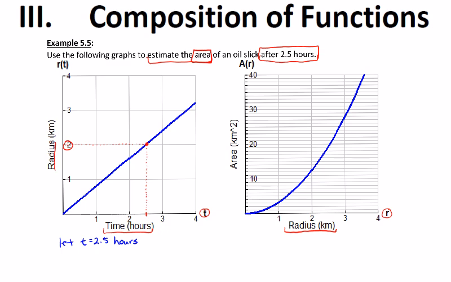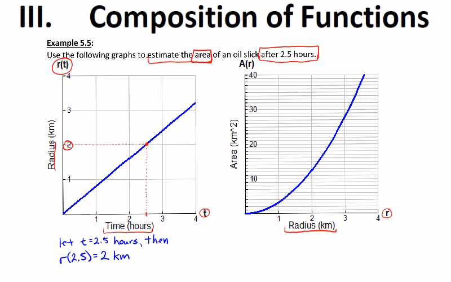Now I can look at the vertical axis and see what type of value I get from there. Up at the top, it tells me that this is r of t. So going back to what I'm notating below the graph, I can say r of 2.5 is equal to 2 kilometers. In other words, after 2.5 hours, the radius of the oil slick is going to be 2 kilometers long. But I'm not really interested in the radius.